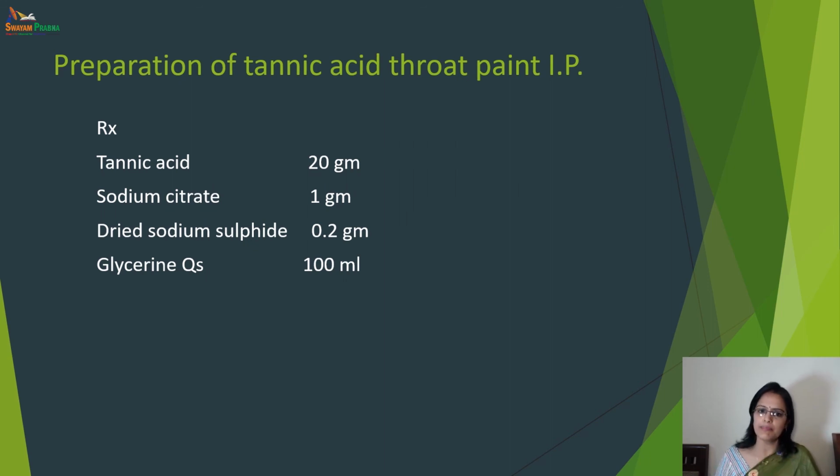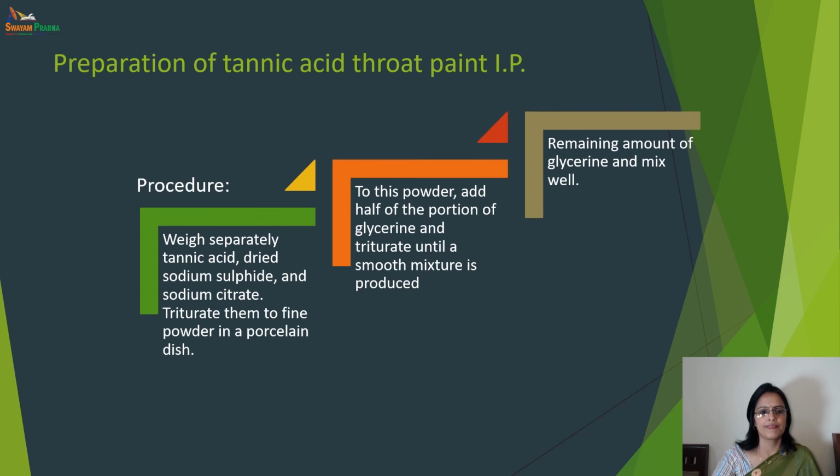You can take another example of tannic acid throat paint: tannic acid, sodium citrate, dried sodium sulfide and glycerin. How is it prepared? Weigh separately tannic acid, dried sodium sulfide and sodium citrate. You have to triturate them to a fine powder in a porcelain dish. Then to this powder add the glycerin and again triturate until you get a smooth mixture. Then the remaining amount of glycerin is added and mixed well.